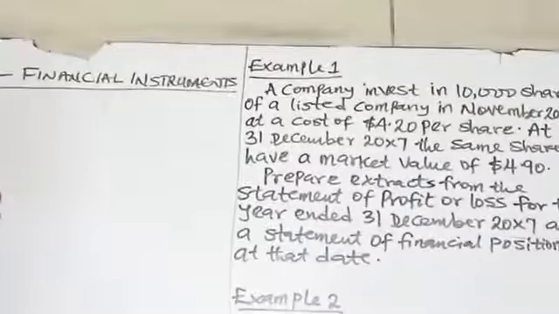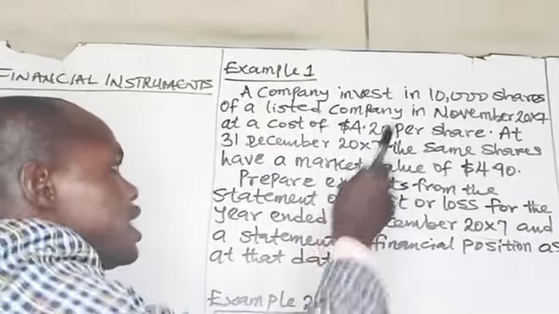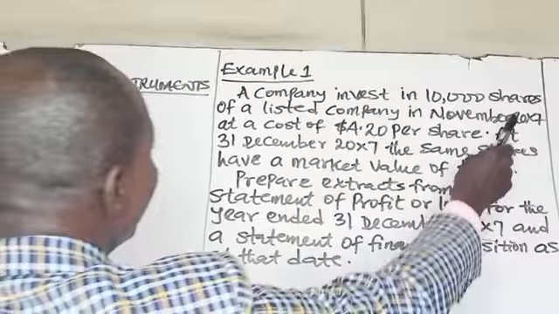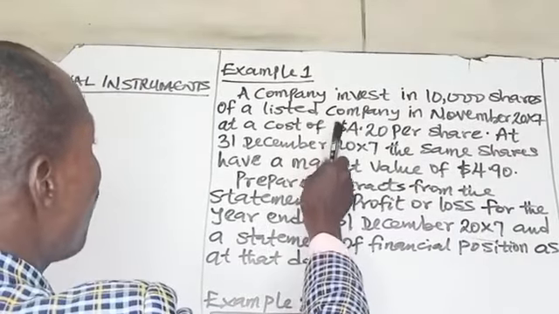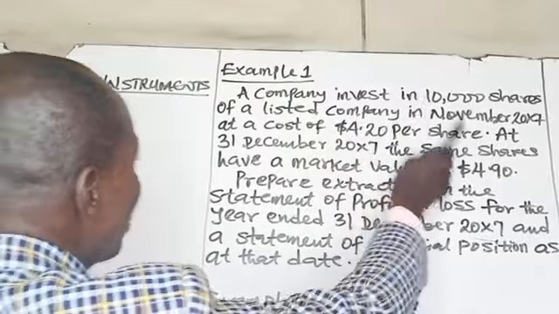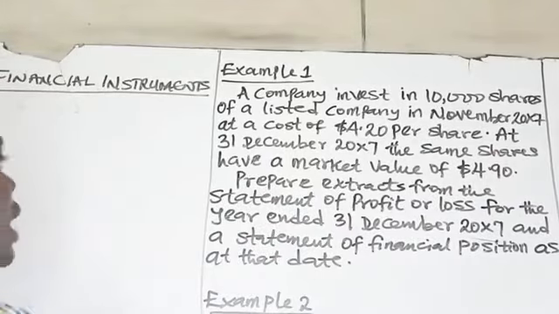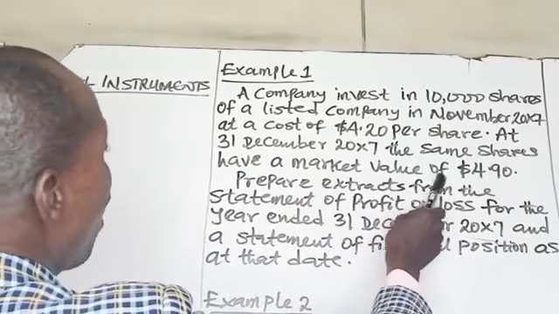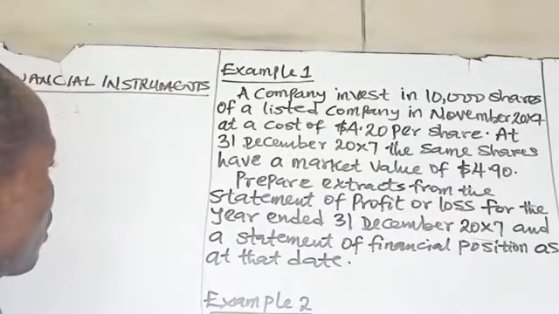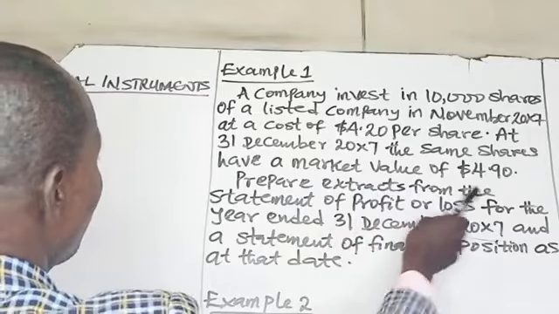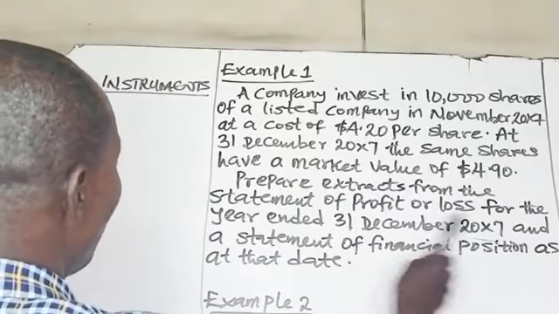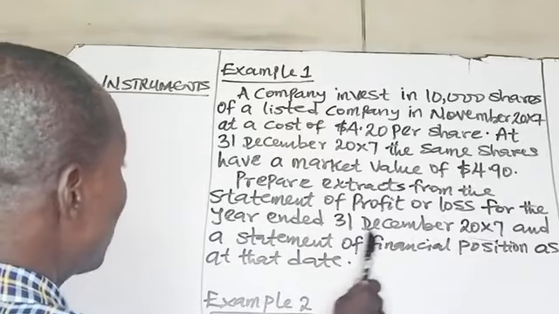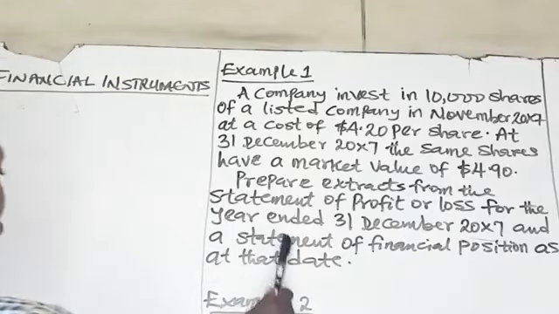Example 1. A company invests in 10,000 shares of a listed company in November 20X7 at a cost of $4.20 per share. At 31st December 20X7, the same shares have a market value of $4.90. Prepare extracts for the statement of profit or loss for the year ended 31st December 20X7 and a statement of financial position as at that date.